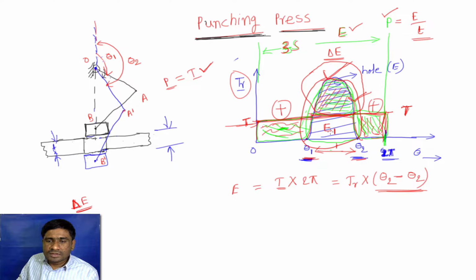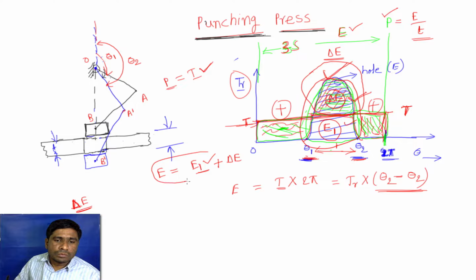For example, this is the E1. What is the E1? This is the actual energy provided by the motor. E1 is the actual energy provided by the motor during the rotation theta 1 to theta 2, and this is the delta E. This delta E is energy supplied by the flywheel. So total energy required, the whole E, equals the actual energy provided by the motor plus the energy provided by the flywheel.